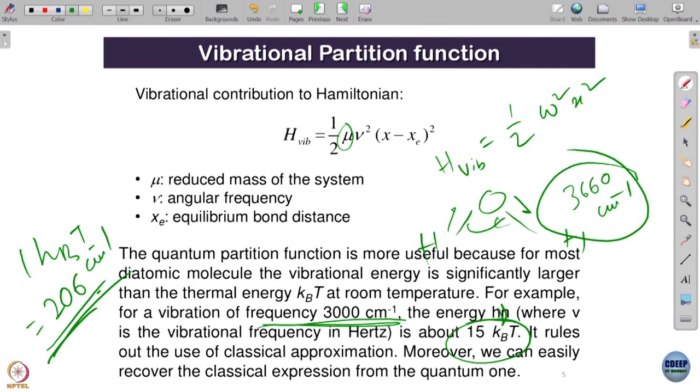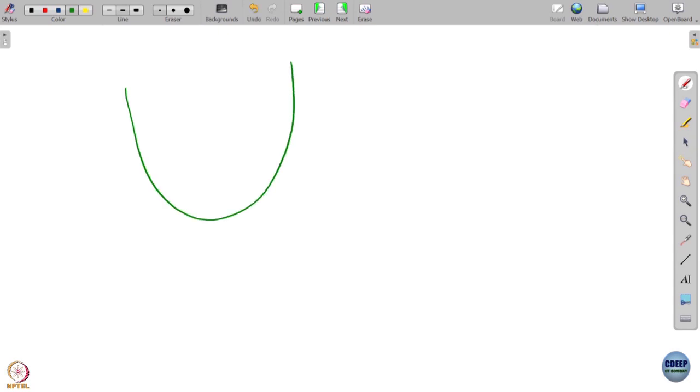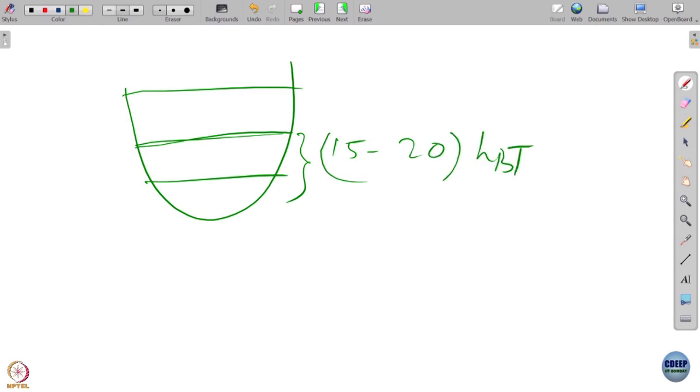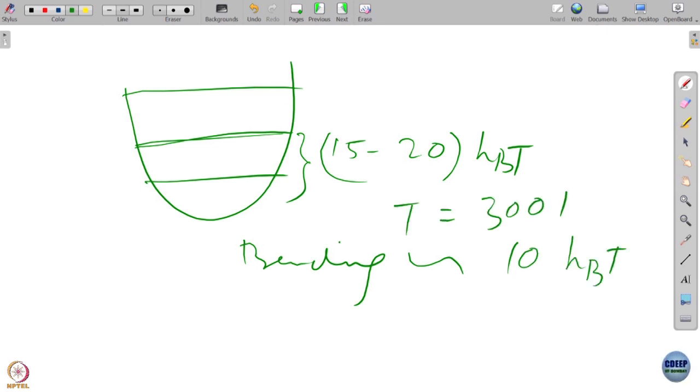Then this bending is about 2000 centimeter inverse. So we are talking of 10 kBT. So these are very, very large numbers. That means in vibration energy levels, if I talk of a vibrational potential surface, then this gap is say 15 to 20 kBT for water stretching, and for bending you have about 10 kBT, where T is 300 Kelvin. So this gap is large. This is the zero point vibration energy and this is the first one. So this is the scenario we are looking at.